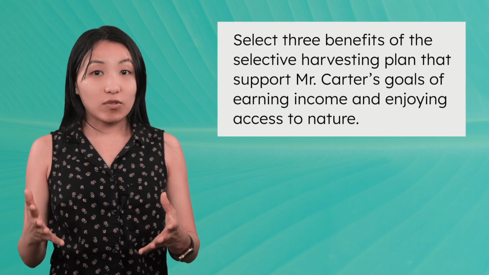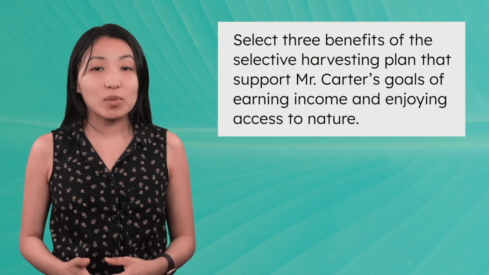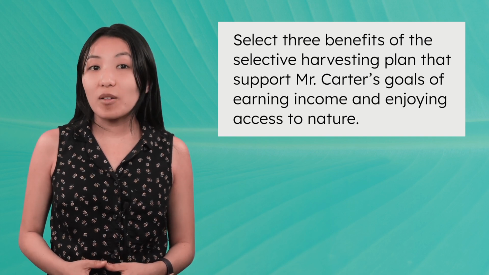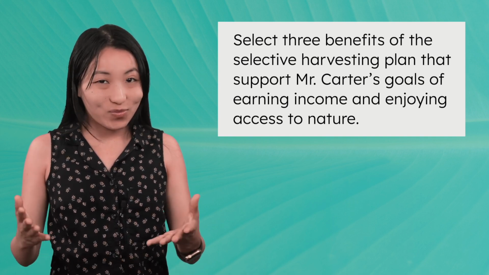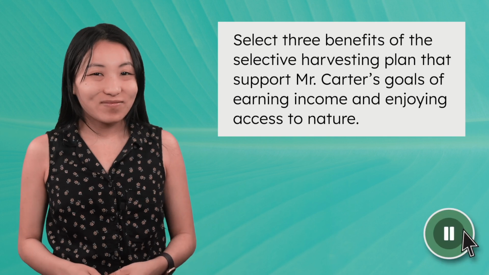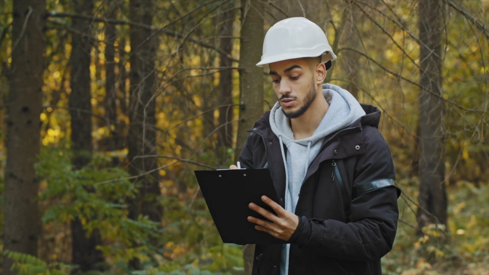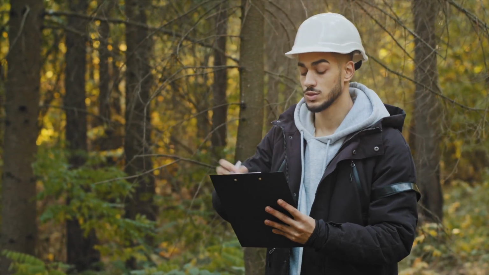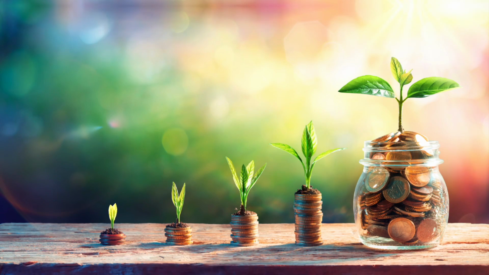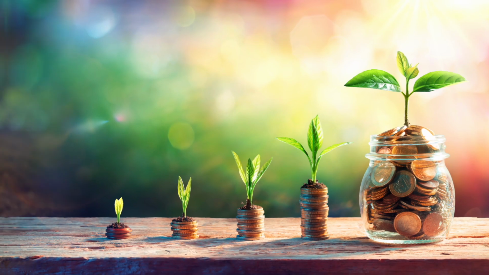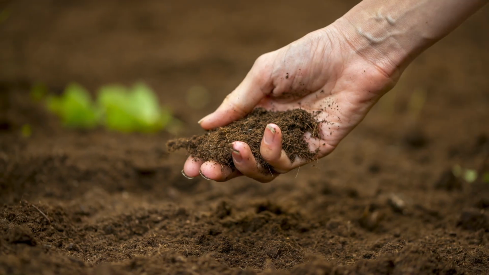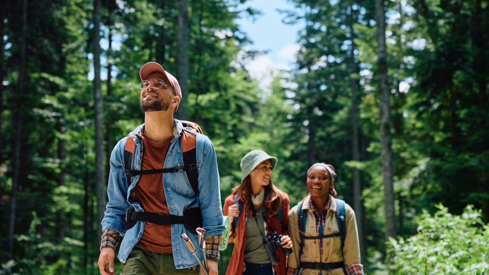Let's try it out. Pause the video to review step 3 of your cost-benefit analysis. Select 3 benefits of the selective harvesting plan that support Mr. Carter's goals of earning income and enjoying access to nature. Do your best. For example, if your claim is that Mr. Carter should selectively harvest, your evidence might include: selective harvesting provides consistent income. It prevents soil erosion, protecting nature. And finally, there are plenty of trees left to enjoy recreation in the forest.